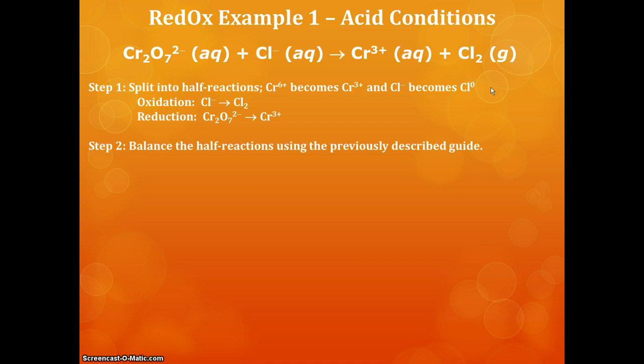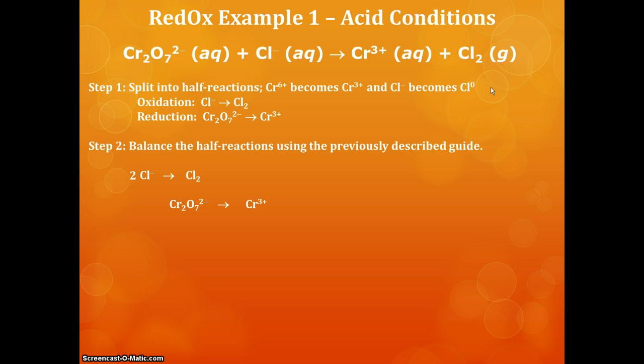Now we're going to balance them using the previously described method. So I'm going to rewrite them here, starting with chloride. And the first thing that we're to do is to balance the elements that are not oxygen or hydrogen. So in the first reaction, I have 2 chlorines on one side and 1 on the other. So I'm going to add a 2 there, so that now I have the same number of chlorines on each side.